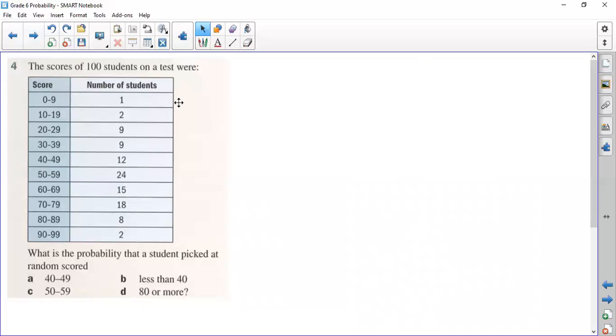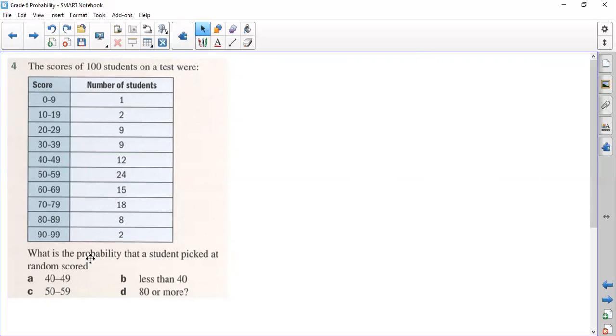Let's continue with exercises that we have to solve from our books. The scores of 100 students on a test were as follows. Between 0 and 9, one student. 10 and 19, 2 students. 20 to 29, 9 students. 30 to 39, 9 students. 40 to 49, 12 students. 50 to 59, 24. 60 to 69, 15 students. 70 to 79, 18 students. 80 to 89, 8 students. 90 to 99, 2 students. In total, we have 100 students.